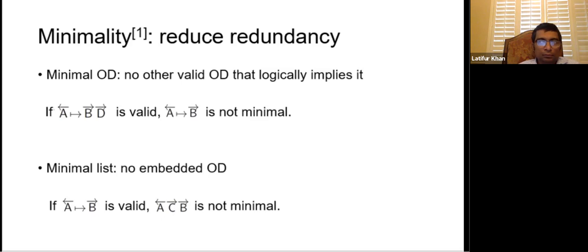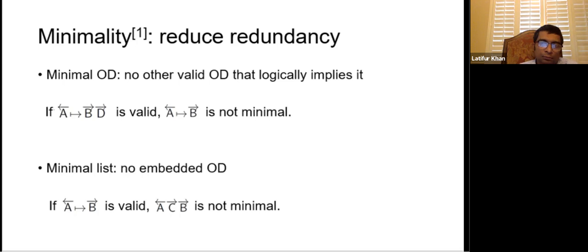Now I will introduce some basic concepts related to order dependencies. The first concept is called minimality. The basic idea of minimality is that once we have found a valid OD, any OD that it logically implies is redundant. We don't want to discover any redundant dependency. For example, A descend orders B ascend D ascend implies A descend orders B ascend. So it is not minimal.